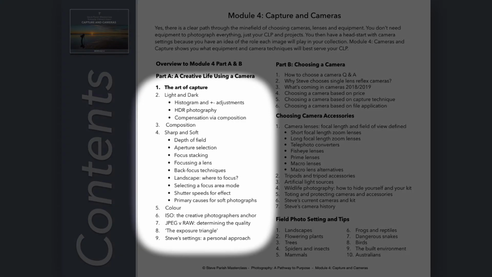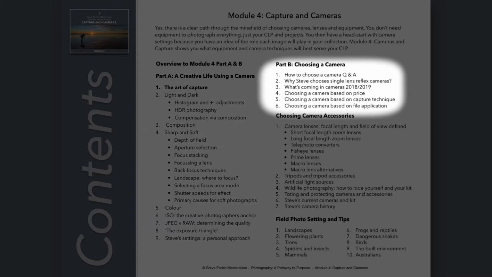So the first area that we're looking at is the art of capture. So we're looking at a creative life actually using your camera. So part one deals with the capture process, and then we explore things like light and shade, composition, sharp and soft, and colour. They're the 5 elements that incorporate it.